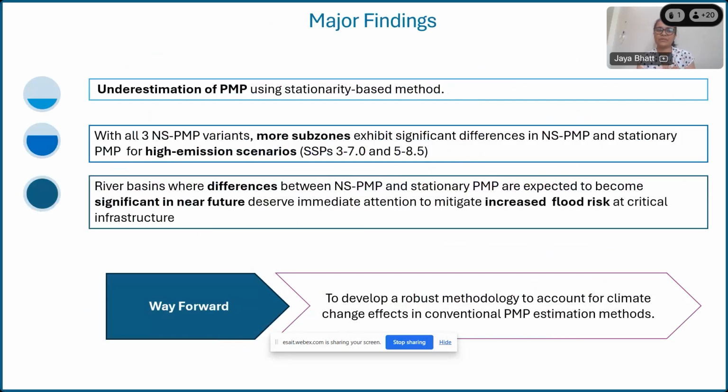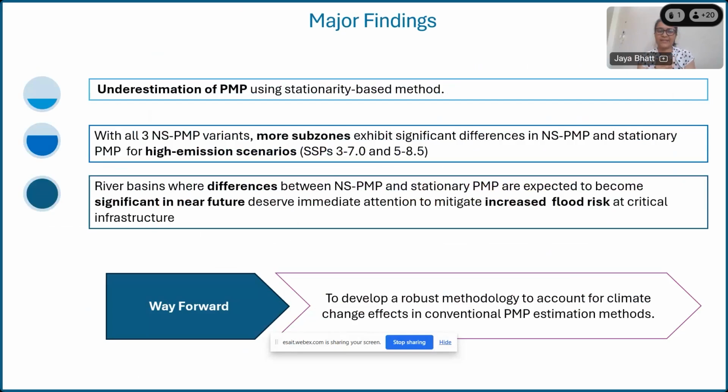So with all this analysis, what we could say is there is an underestimation of PMP when we use stationary based methods. With all three variants of the non-stationarity methods that we have used, more and more subzones exhibit significant differences when we compare the two PMP values, and it is much more prominent for high emission scenarios. Such findings are more or less expected, but when we see it with the data, we become much more confident. And towards the end, wherever we need to put in efforts or assess the flood risk, those subzones where we see a consistent, significant difference in the near future from all the variants have to be looked at further.